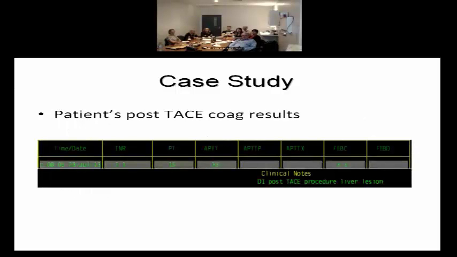So here are some of the patient's coag results before his TACE procedure. You can see that his INR, PT, and APTT are all around their normal ranges. If anyone needs a refresher, your normal INR range is around 0.8 to 1.2. Normal PT range is about 11 to 13 seconds, and the APTT range is about 21 to 35 seconds.